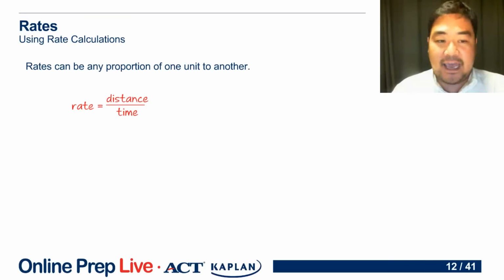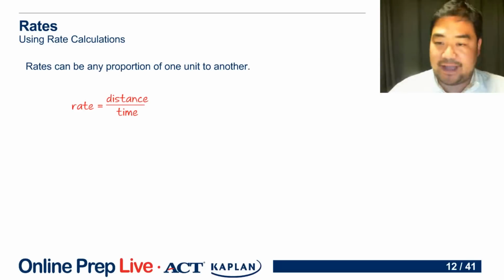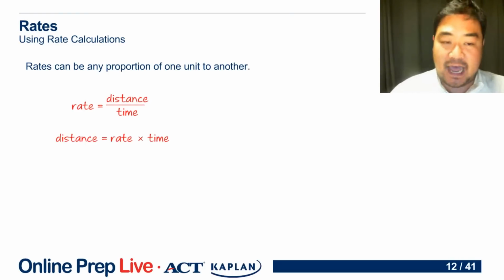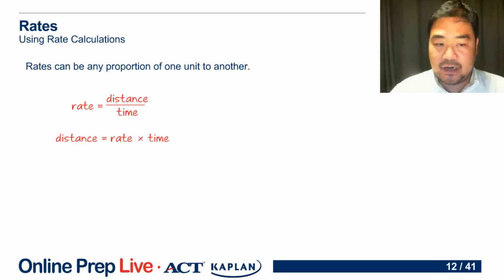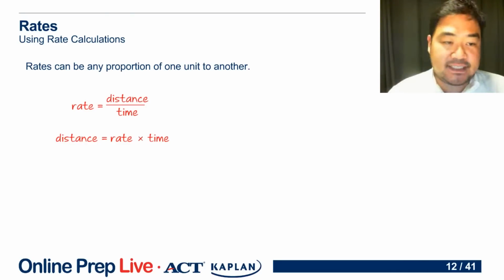So for instance, if you are driving, let's say, 30 miles per hour, 30 miles is the distance, 1 hour is the time, and that's your rate. So remember this equation here. Rate is equal to distance over time. And the same equation, just by multiplying both sides of that first equation by time, will give us this. Distance is equal to rate times time.